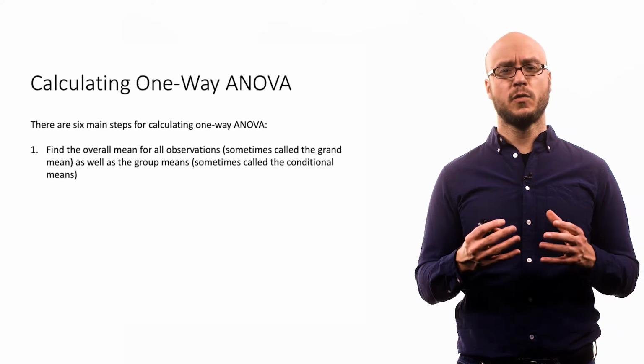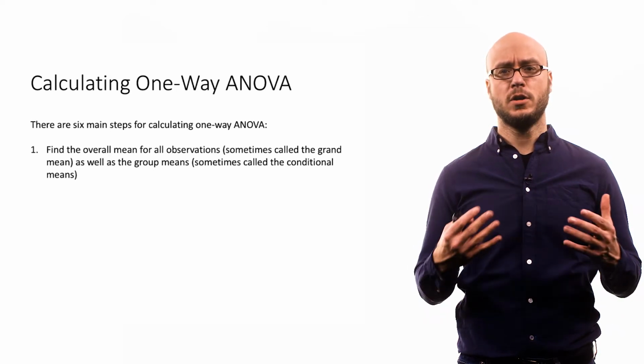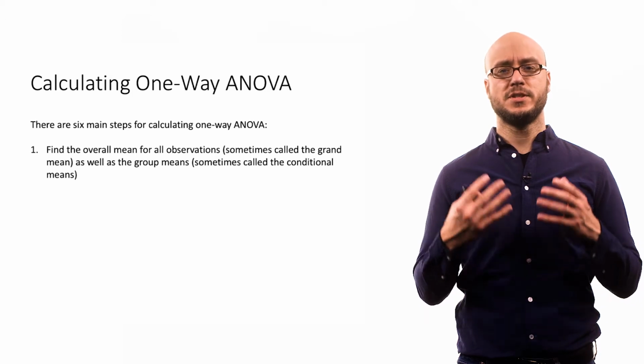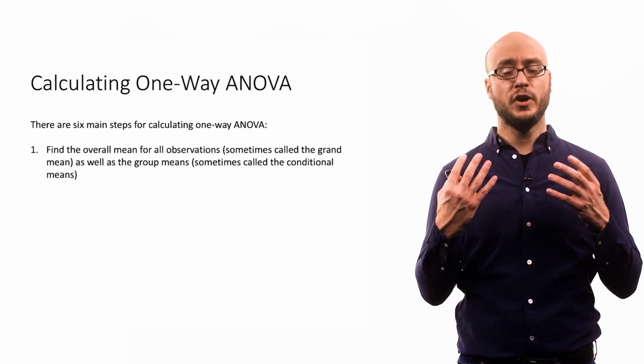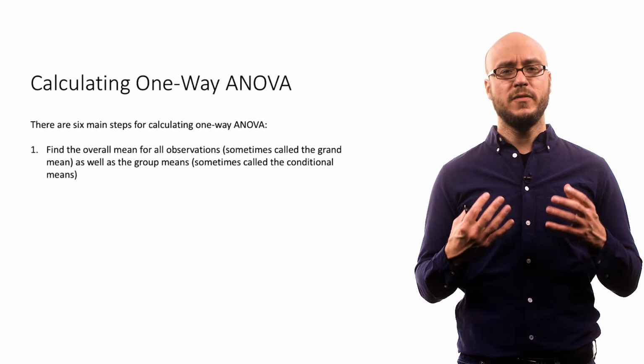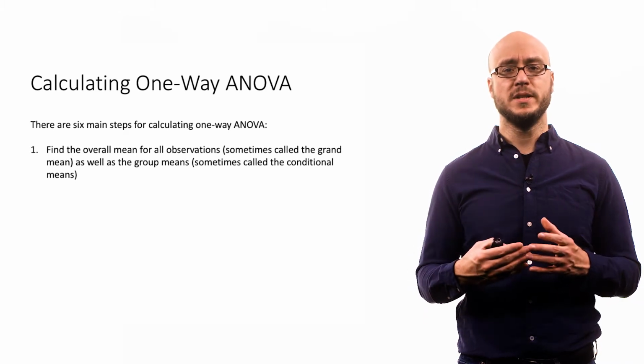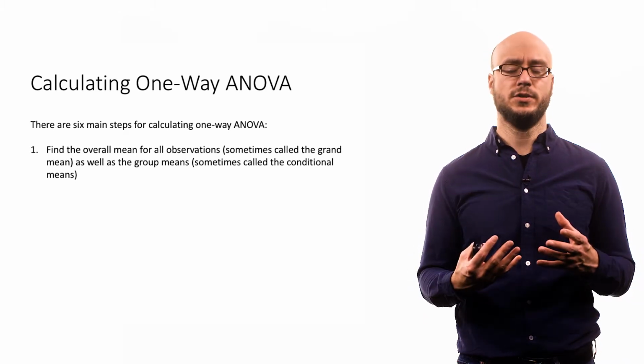First, we find the overall mean, the overall average for all observations. Sometimes this overall mean is called the grand mean. And then we find all the different group means. Sometimes these are called conditional means. So for example, with the data set on fat mice, we have 1 grand mean, but we have 3 group means, 1 for each treatment and control group.